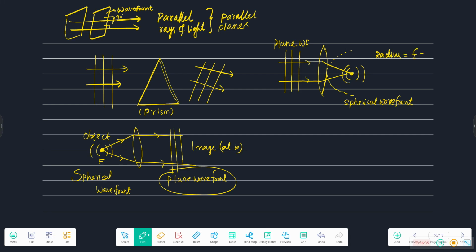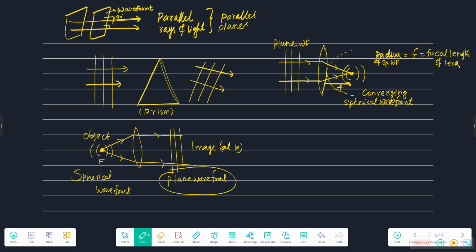Now, focal length of the lens. The radius of the spherical wavefront is basically the focal length of this lens. Remember this, focal length of lens. Because here light is converging, and this spherical wavefront you can also call a converging spherical wavefront.